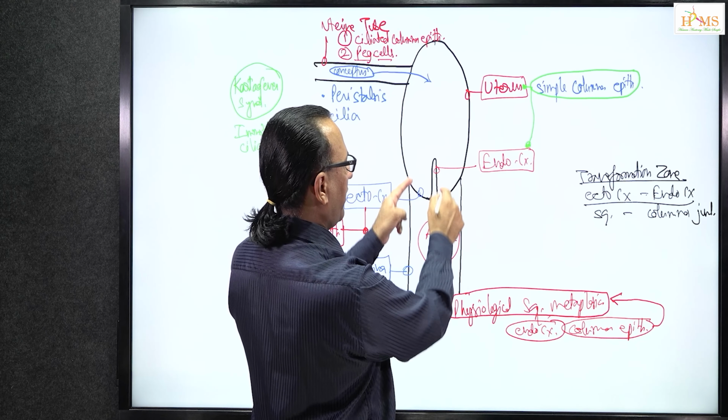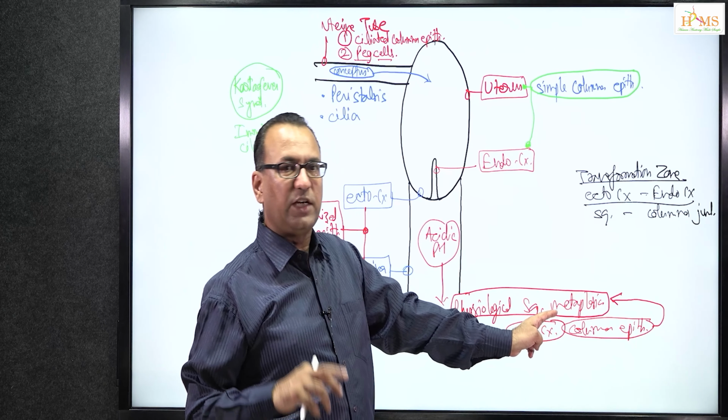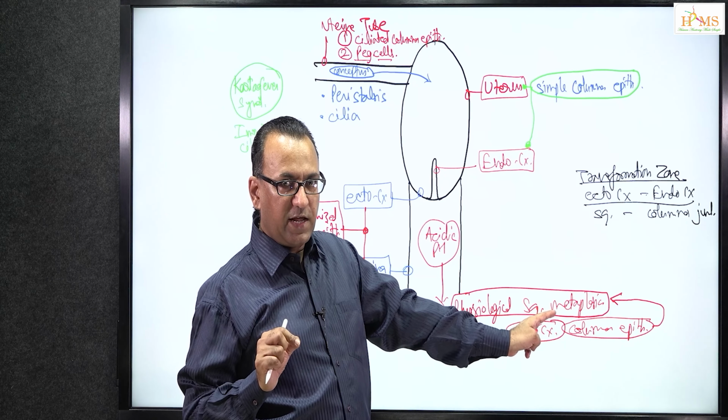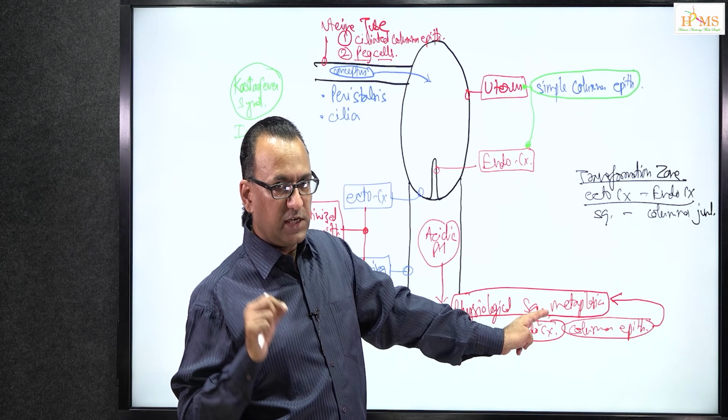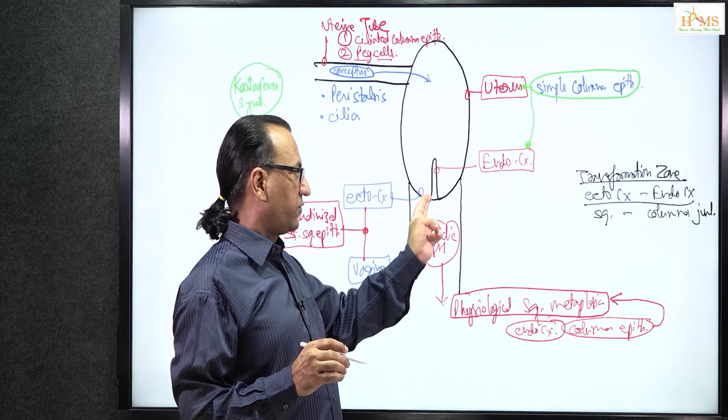Now, what is the problem? The problem is this metaplasia can change into dysplasia, can change into cancer, especially in ladies who are predisposed to CA cervix. So we have to monitor such ladies for any such transformations.